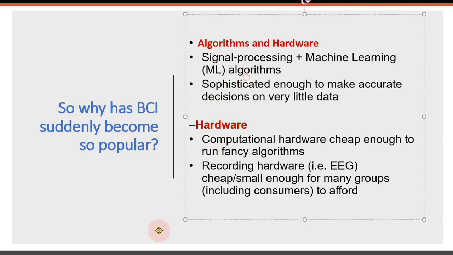And also we have hardware nowadays which became cheap enough to run fancy heavy algorithms, and also recording hardware, EEG systems, that's cheap enough again for many people, including customers, to afford. So we can buy a portable EEG recording system for as low as, let's say, roughly $200, right?